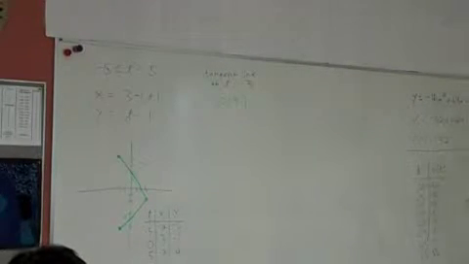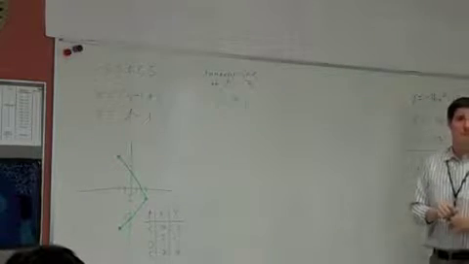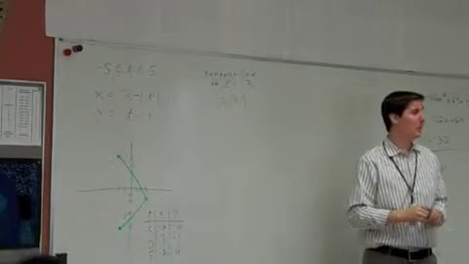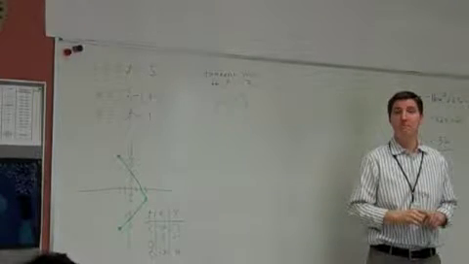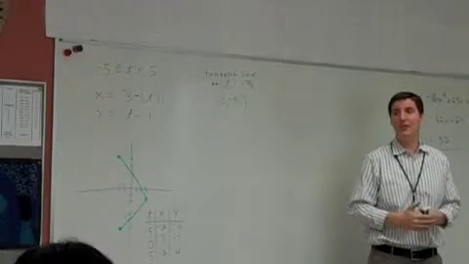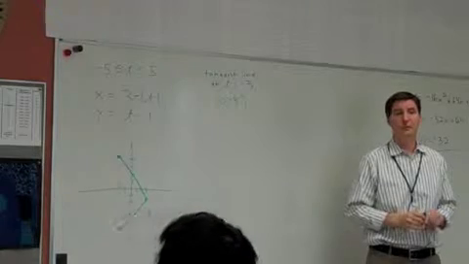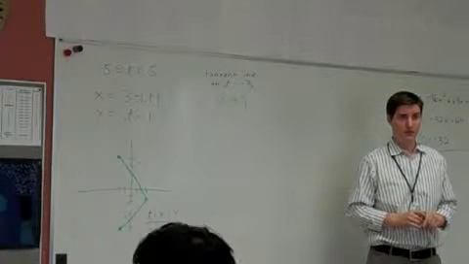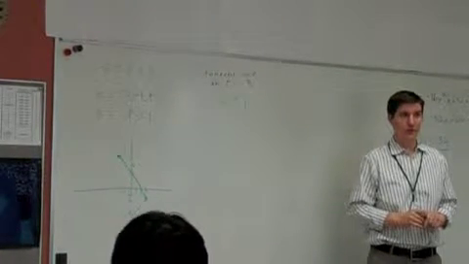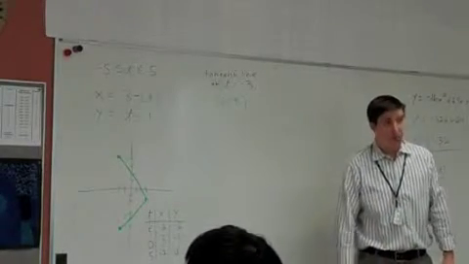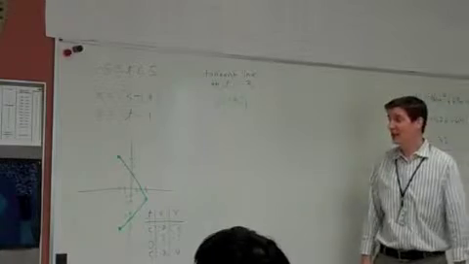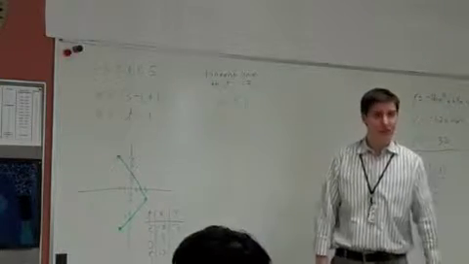What's the next thing I need in order to find the equation of a tangent line? Slope. How do you usually solve for the slope? What do you do? In general, what do you do to find the slope of the tangent line? Yeah, you take the derivative. If you want the slope of the tangent line, you take the derivative and plug in that x value.